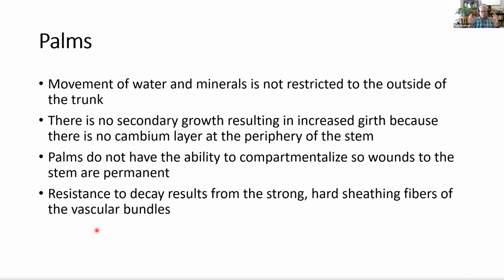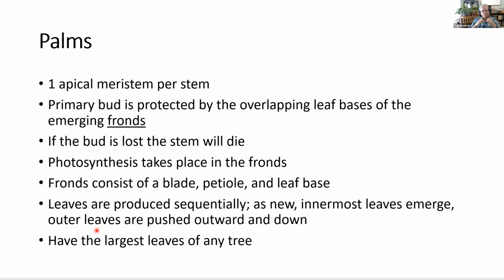Resistance to decay, what gives them their ability not to just sort of decay and fall over, is the hard sheathing fibers of the vascular bundles. Typically, there's only one apical meristem per stem. The primary bud is protected by the overlapping leaf bases of the emerging fronds. So remember, they kind of come out like a fountain, from the center outward. If the bud at any point is lost, the entire stem will eventually die.